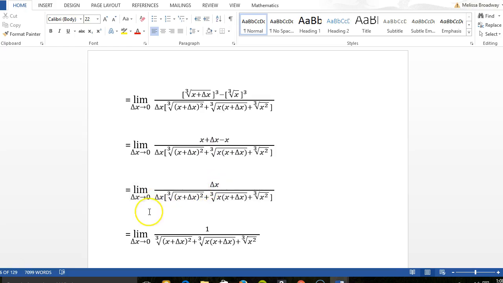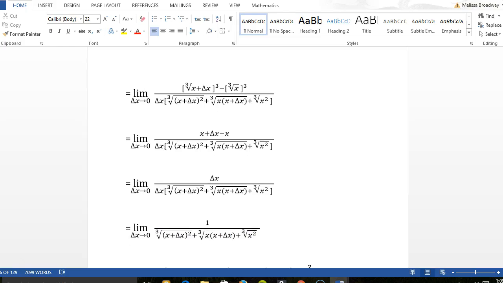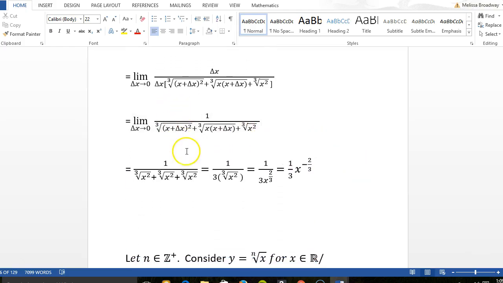So this delta x kills this delta x, leaving a 1 up here, the multiplicative identity. And then this guy, you can take the brackets off, because that delta x that was binding them is gone. So you just have 1 over this guy plus this guy plus this guy. And, well, but hey, by continuity, you can throw 0 into delta x, and you just get 1 over the cube root of x squared plus the same term again, plus the same term again. But that's just 1 over 3 times that guy.